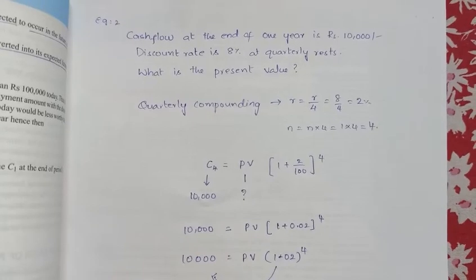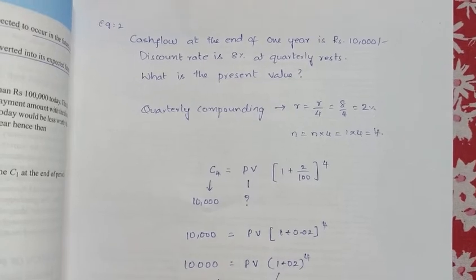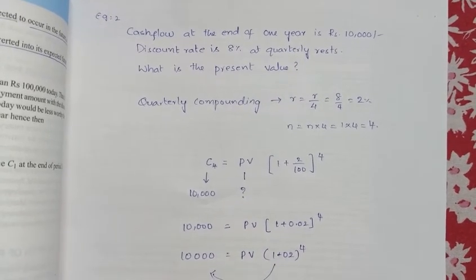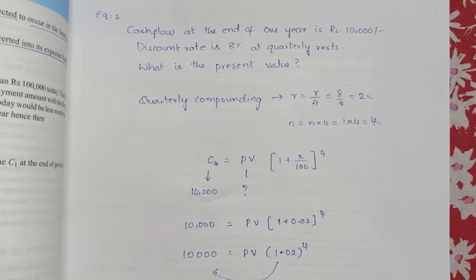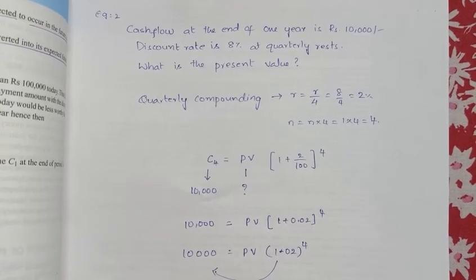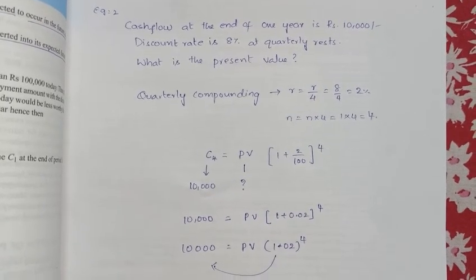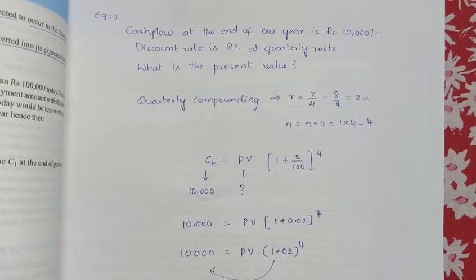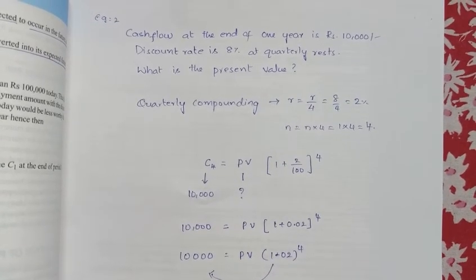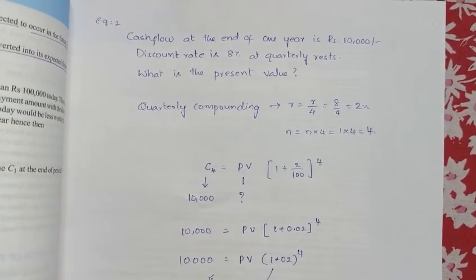Let us take one more example. Here cash flow at the end of 1 year is 10,000. Discount rate is 8% at quarterly rates. What is the present value? In this case, we need to calculate the present value. We have been given the future value after 1 year.